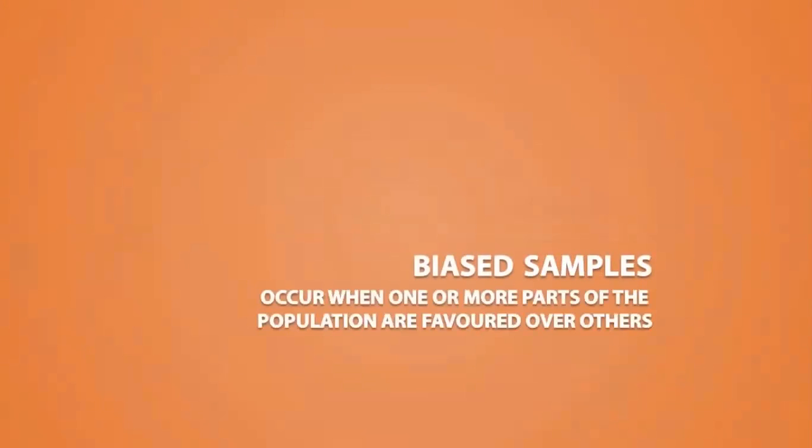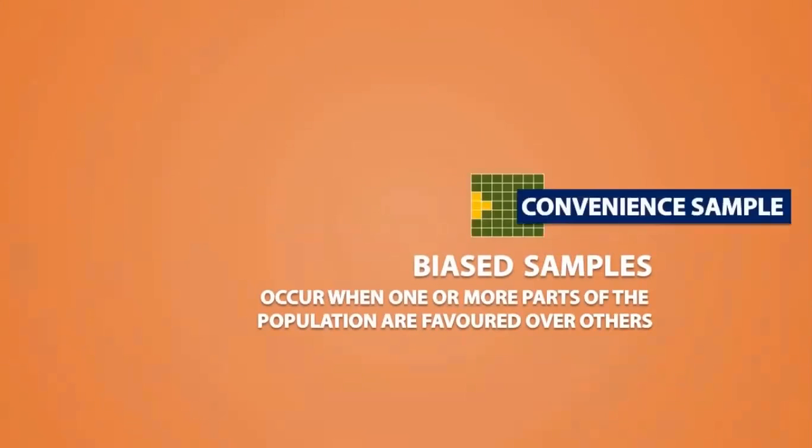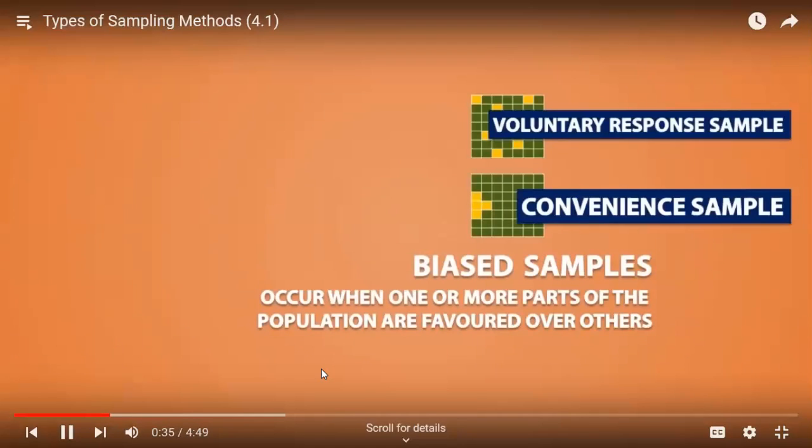But first, let's look at the types of biased samples. Biased samples occur when one or more parts of the population are favored over others. The two types of biased samples include the convenience sample and the voluntary response sample.